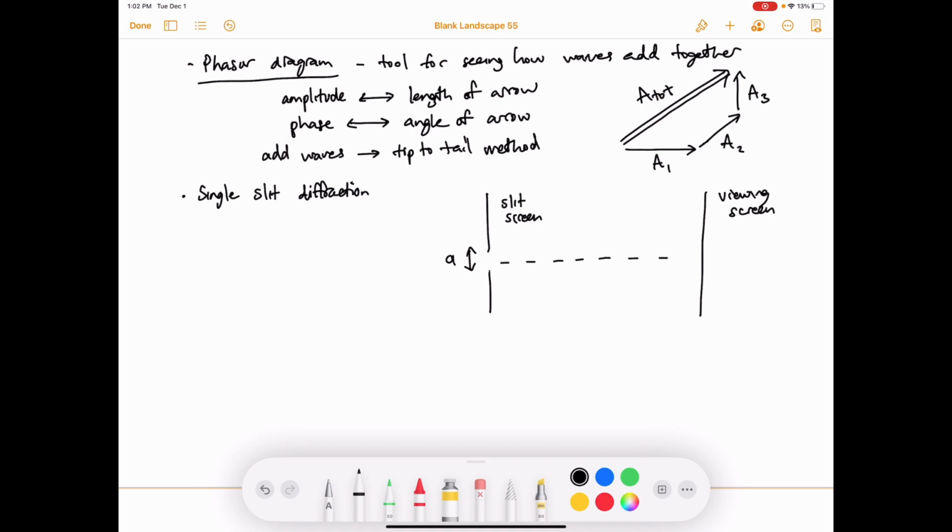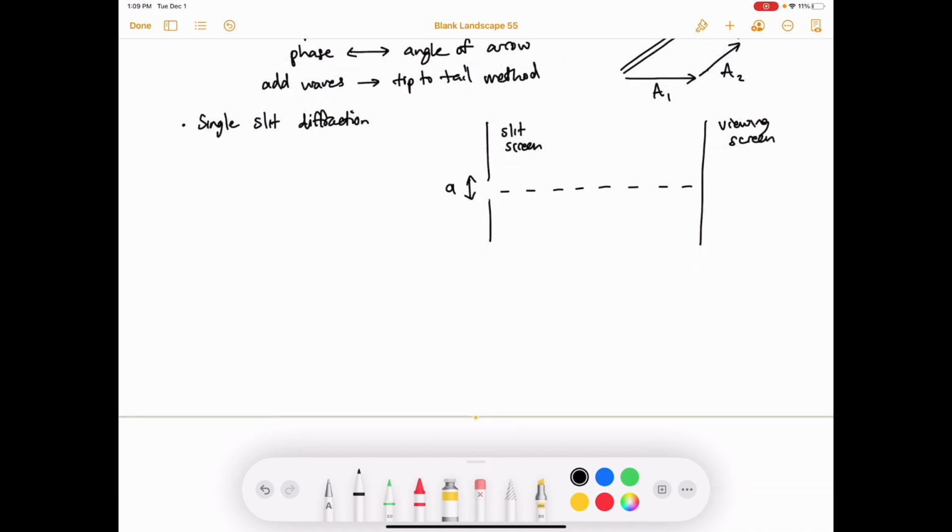Now the surprising thing is that rather than just seeing a spot of light at the very center of the screen, we actually get a diffraction pattern. So at the very center of the screen, we have a bright spot, followed by a dark spot on either side of that, then another bright spot, then another dark spot, then another bright spot, and so on. That pattern just continues. This is called our diffraction pattern.